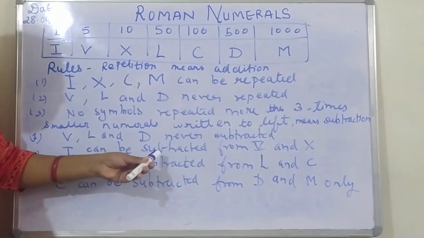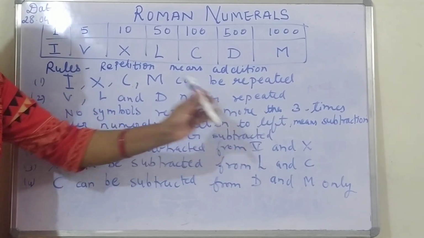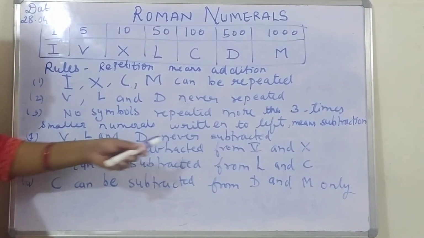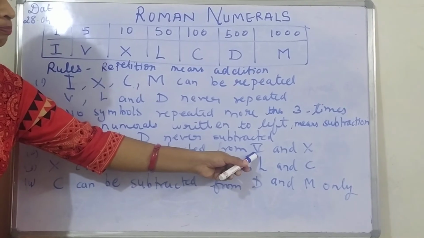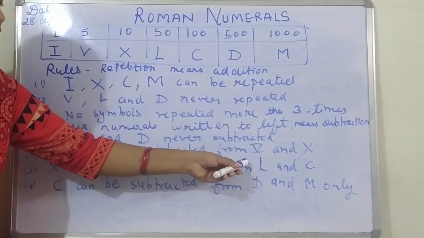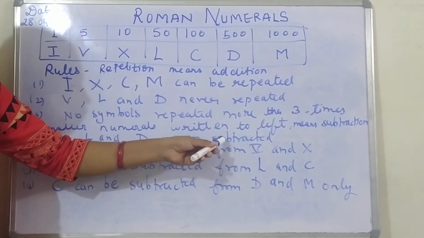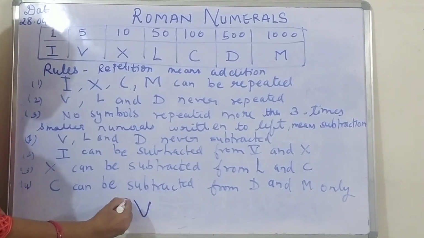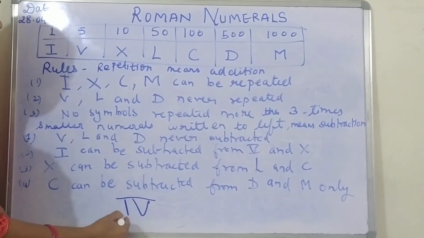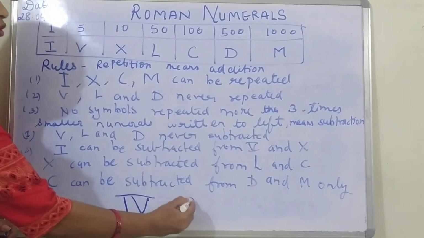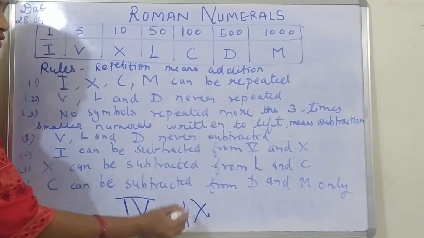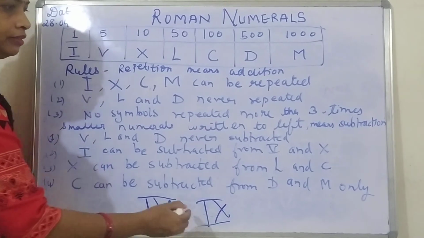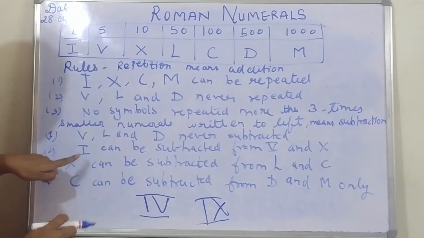I can be subtracted from V and X. You can subtract I. If you write V and on the left side you write I, that means 5 minus 1, 4. So if you want to write 4, you write 5 and write down I in front of it. This is 4. If you write X and on the left side you write I, it is 9. That means I can be subtracted.